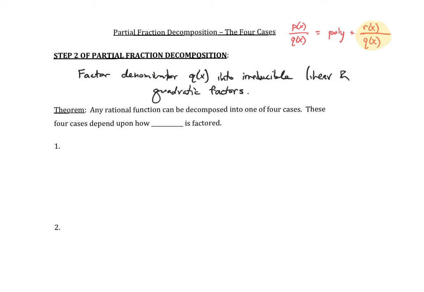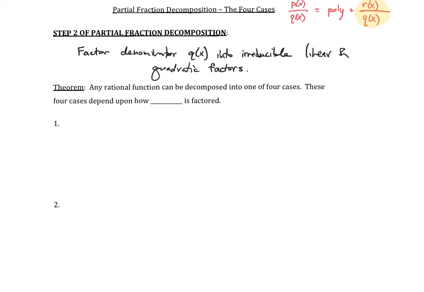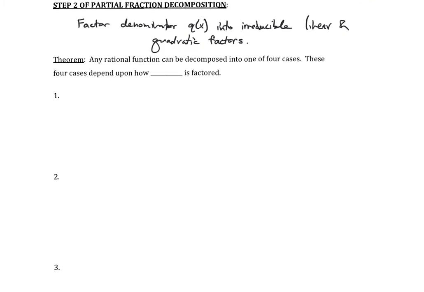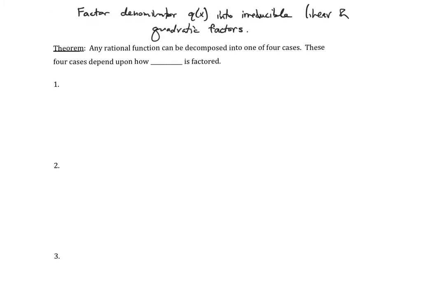So we can finally get to our big theorem. And the way our big theorem works is we're basically going to be decomposing the rational function into one of 4 cases. So these 4 cases, they each depend upon how that denominator q of x is factored. So let's take a look.